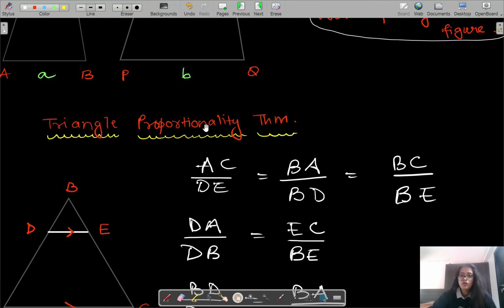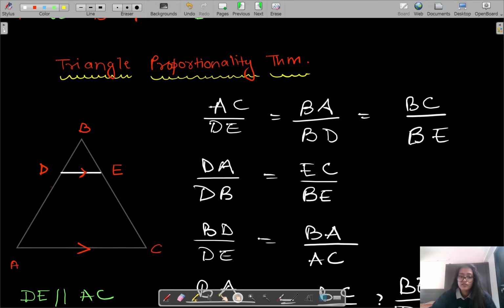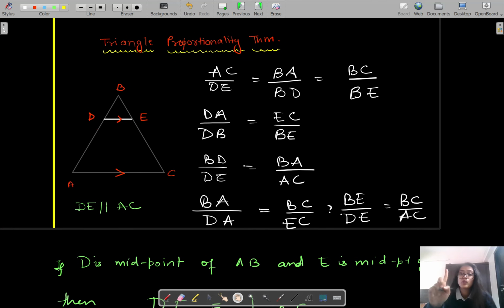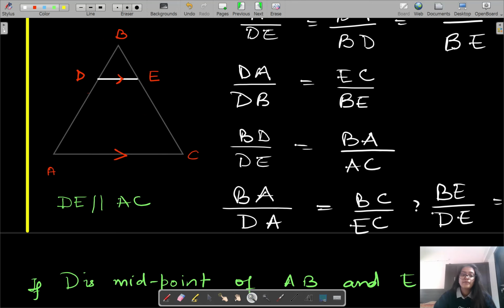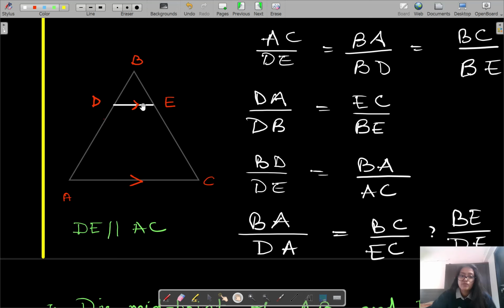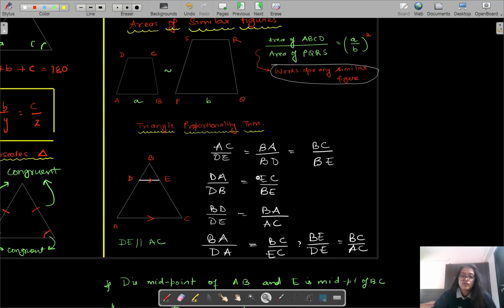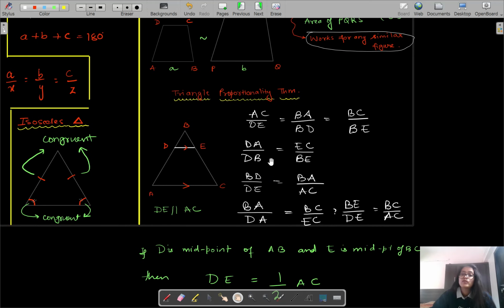Then the most important concept is the triangle proportionality theorem. This is really important. You should not skip this. You can expect minimum one question from triangle proportionality theorem. It just says that in a triangle, if you draw a line inside the triangle which is parallel to any one side, then all of these ratios will hold. So you just read these ratios and you have to make sense of how these ratios are coming up, because it will not be easy to memorize all these ratios. So that's why you should understand how these ratios are coming up.